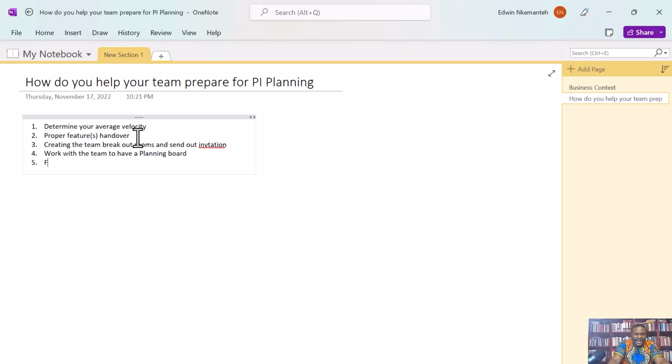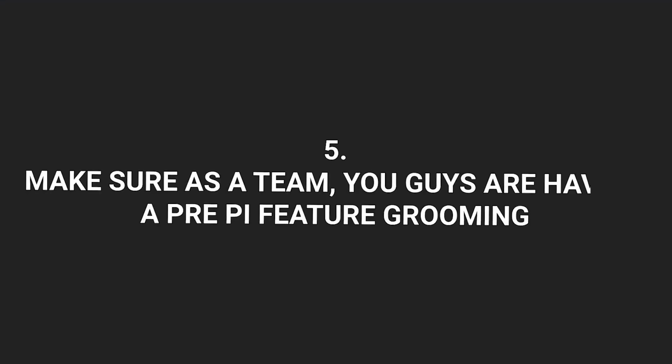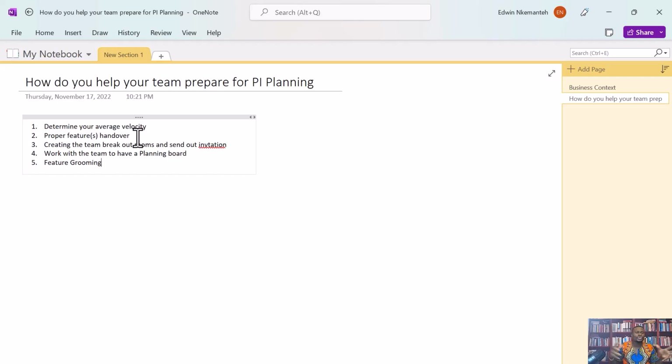Then number 5, make sure as a team you are having a pre-PI feature grooming. You don't want to wait for those 2 days before you start having discussions around those features.